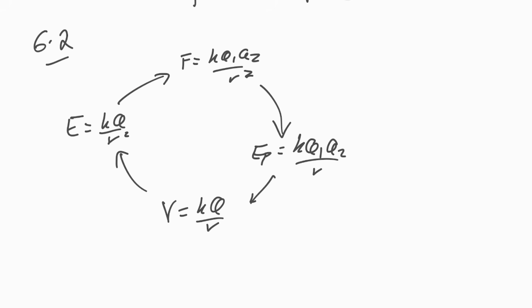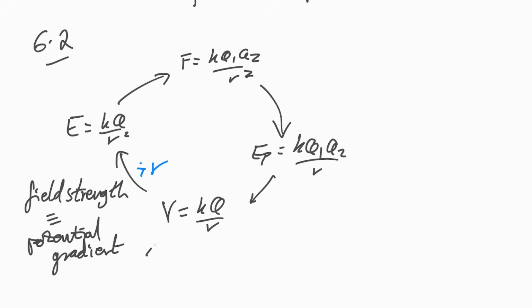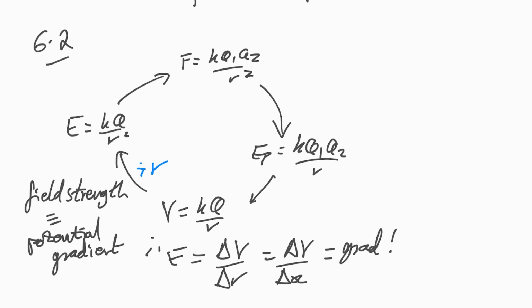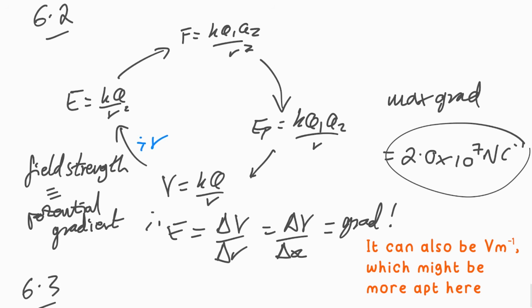Okay, so we have a graph for potential. We need to get to electric field strength. And as you can see, we are dividing by r. So if you remember, field strength is also known as potential gradient. Therefore, E is equal to delta V over delta r, or in this case, delta V over delta x. So therefore, it's the gradient of the graph, and so we want the max gradient. All we have to do is look at the steep bits of the graph, and we should end up with something like 2 times 10 to the 7 newtons per coulomb. And of course the unit is newtons per coulomb, isn't it?